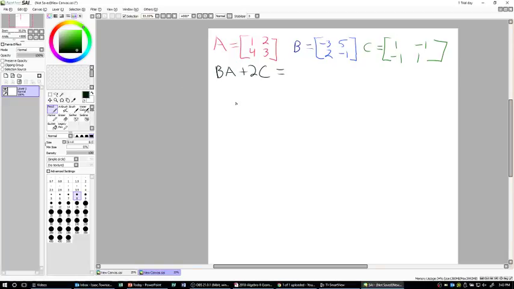Your calculator can also do this, so we'll switch to that and look at it in a few minutes. But to multiply B times A, multiplying matrices is not very intuitive. It does take a little bit of practice. Here's B, here's A, and then I'd like to add 2 times C.